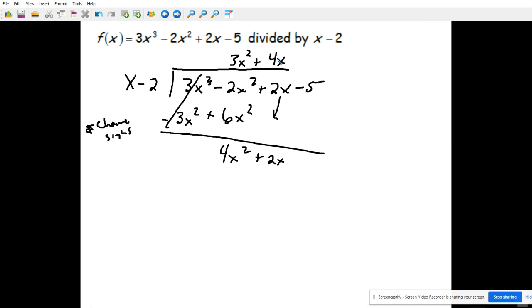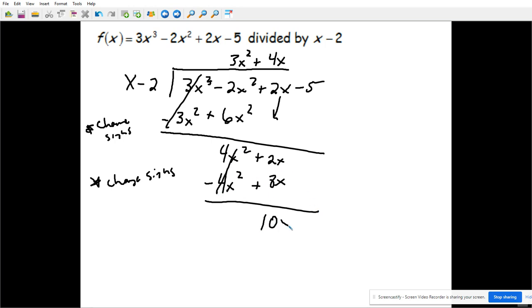Okay, and then again, I multiply. What's 4x times x? It better be this first term, and it is. What's 4x times negative 2? A minus 8x. I change the signs, so that's a minus, that's a plus. I'm going to add down. That cancels. It should always. This is a 10x. I'm going to drop the last term, which is a minus 5.